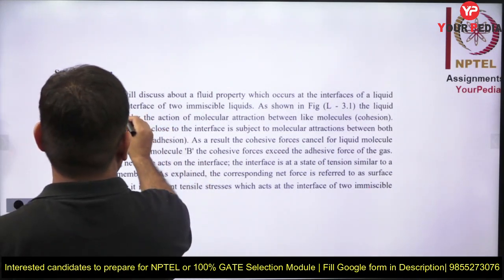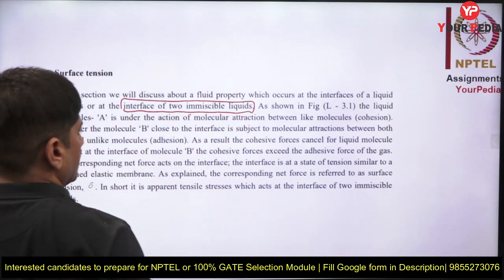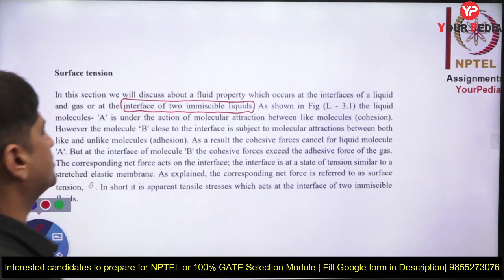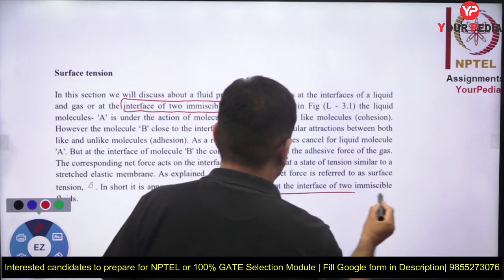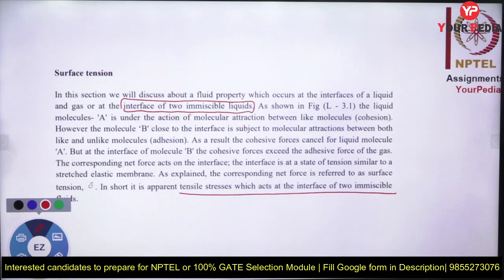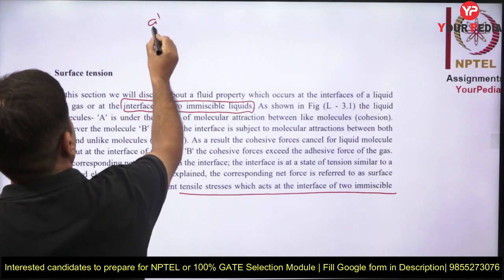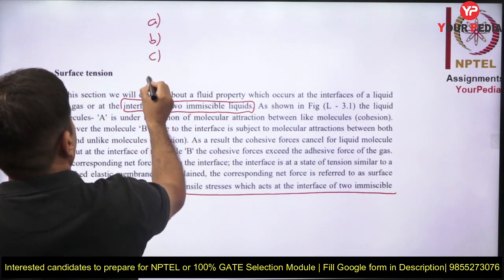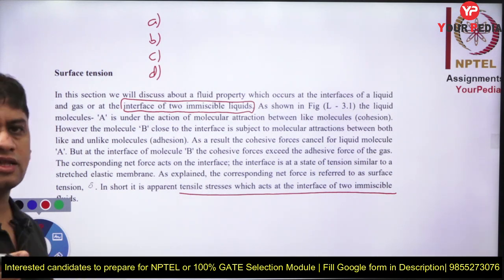But it is observed at the interface of two immiscible liquids. So, immiscible liquid is something which is very, very important. It is the tensile stress which acts at the interface of two immiscible fluids. So, if I give you surface tension, which of the following is true for the fluid property which is surface tension? So, you need to understand it is at the interface.